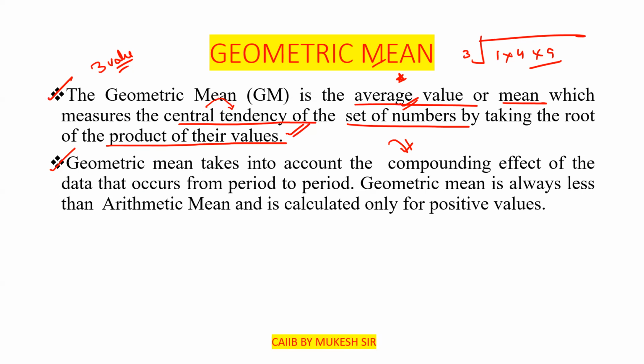A very important thing regarding that: we don't know whether the arithmetic mean will be positive or negative on the basis of the data, but the geometric mean is always positive, calculated for positive values, because here we have to calculate the root. The geometric mean is always less than the arithmetic mean, and it is calculated only for positive values. So the arithmetic mean is more than the geometric mean.